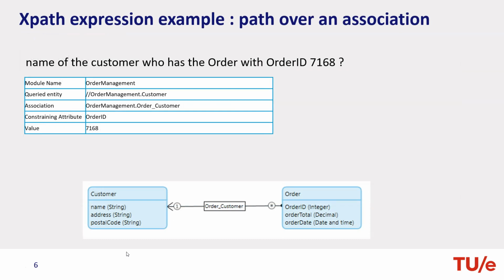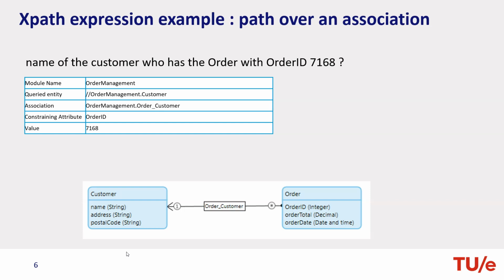Let's create one expression together to illustrate the elements, the syntax, and the logic for creating XPath expressions. We will use our minimal customer order domain model and prepare an expression that returns the name of the customer who has the order with order ID 7168. The query entity is customer, which is created in project module order management. We will add a constraint to the set of all customers in the database such that the expression returns only the customers that match the constraint criteria.